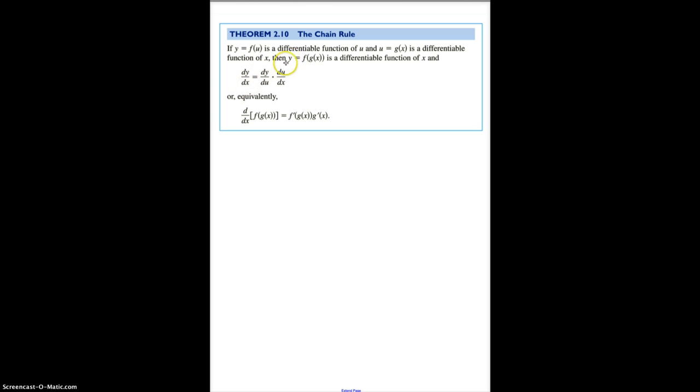to x of y is the derivative of y with respect to u times the derivative of u with respect to x. Or, you can put it this way, the derivative with respect to x of f of g of x is equal to f prime of g of x times g prime of x.